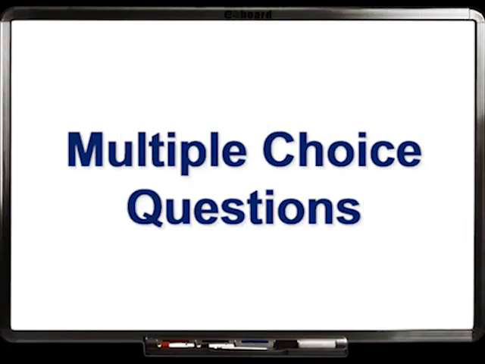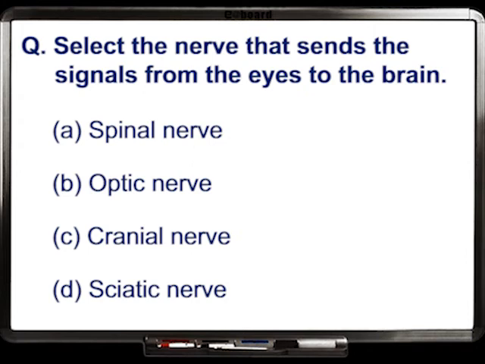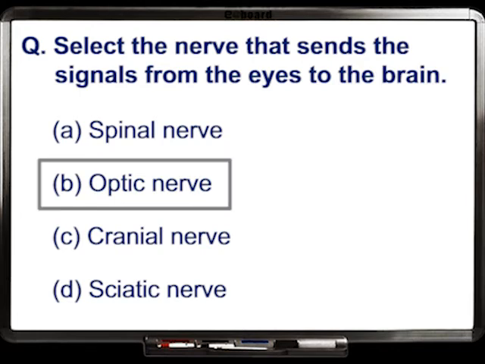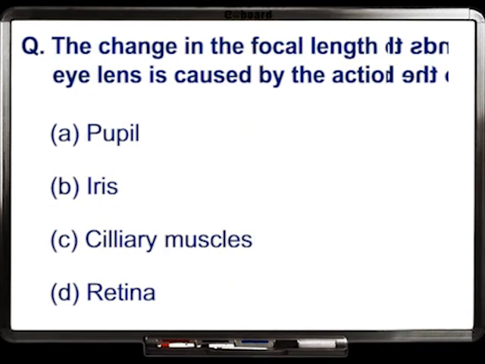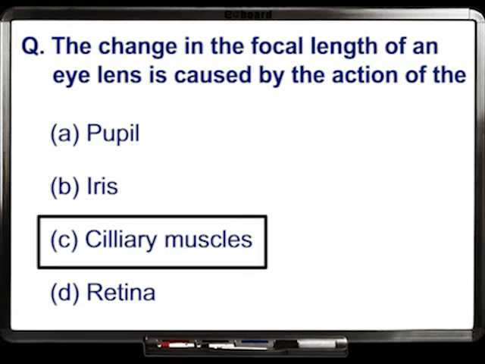Let us see how much we have learnt about the working of our eyes. Multiple choice questions. Select the nerve that sends the signals from the eyes to the brain. The correct answer is option B, optic nerve. Next question. The change in the focal length of an eye lens is caused by the action of the... The correct answer is option C, ciliary muscles.